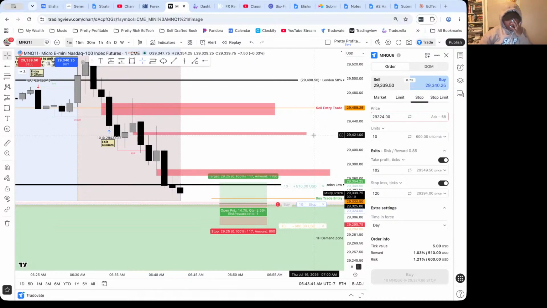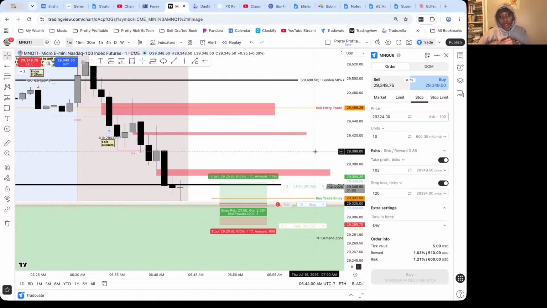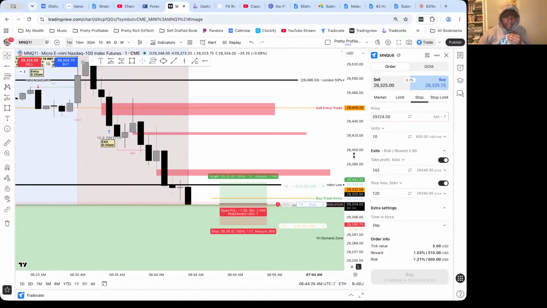Patient. One thing, trading is really about being patient, like being patient for it to hit your targets and your setups, and then being disciplined for it to actually follow your exact rules and not what you want it to be.